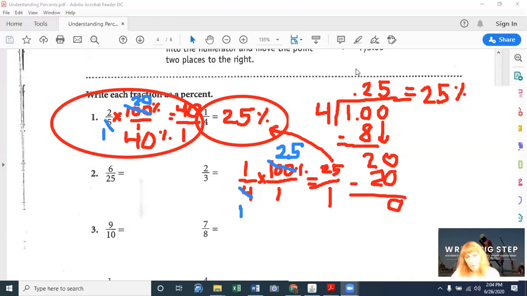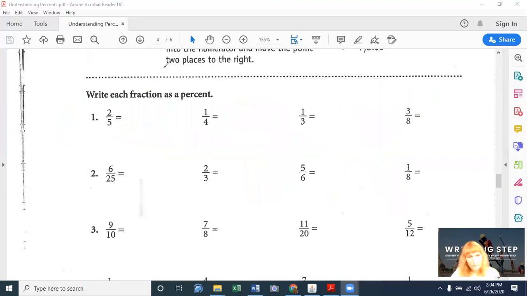Let's clear and do a few more. Let's do 1/3. That's the next one in the row here.